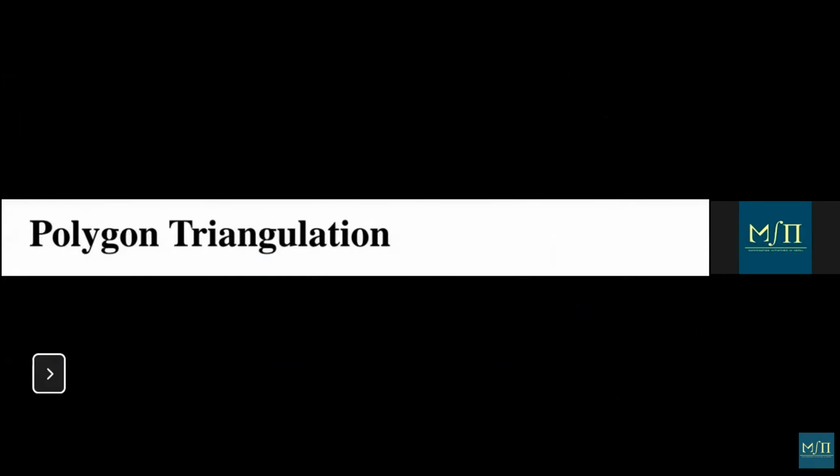Another place where the Catalan number pops up is polygon triangulation. And what I mean by that is that, for example, you have a square or any quadrilateral, and you have to divide it into triangles. Then how many ways are there to do so? While triangulating a polygon, the diagonals cannot cross over.